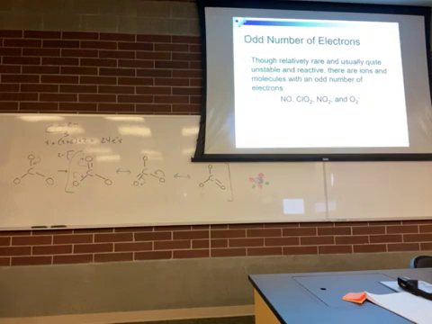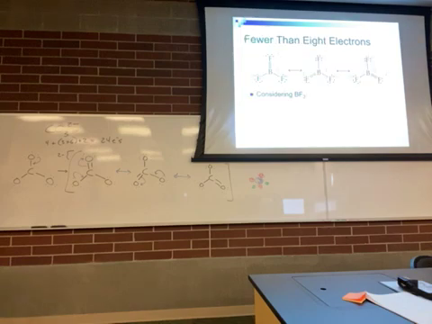All right, here's some examples of odd numbered electrons: nitrogen oxide, nitrogen dioxide, and you can see chlorine dioxide. So these have an odd number of electrons. It's just some examples of actual entities that do not obey the octet rule. Fewer than 8 electrons. We already did this with boron trifluoride. We saw that if we calculate the formal charge on boron, none of these are really happy.